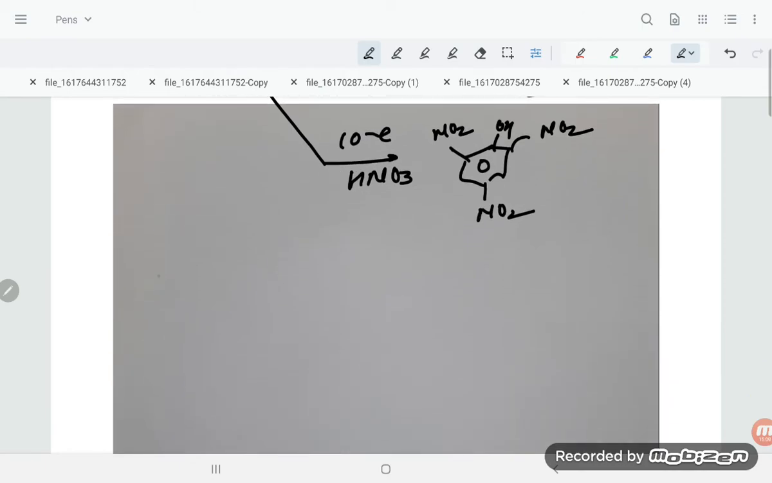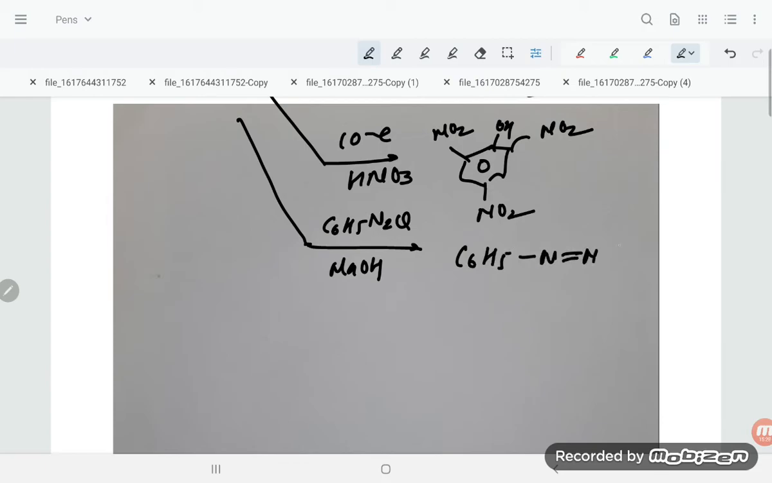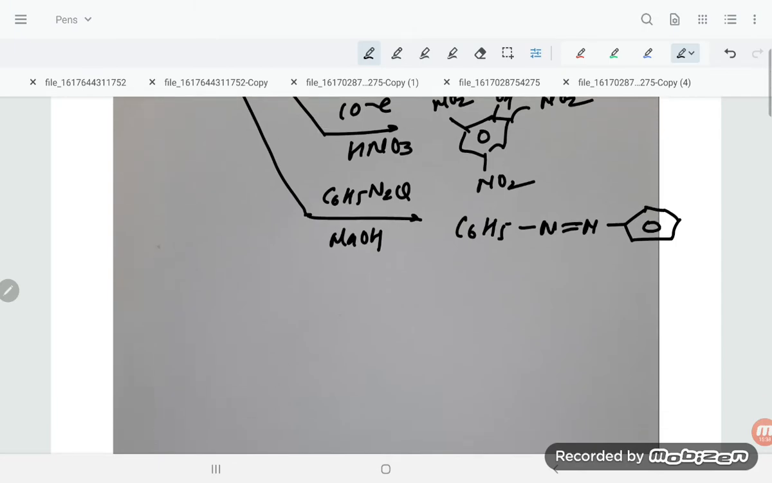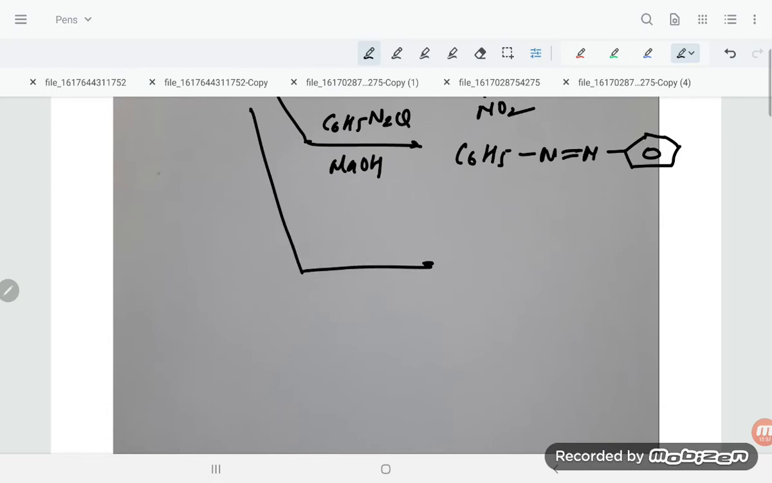Next one: C6H5N2Cl, with NaOH you are treating. The compound you get is a red diazo compound, C6H5N=N, the azo compound. Then the Reimer-Tiemann reaction: we treat with chloroform and NaOH, and it will give OH here and CHO here.